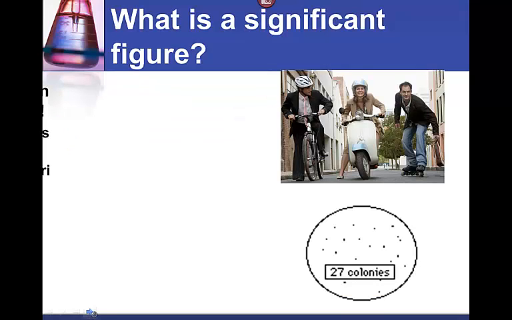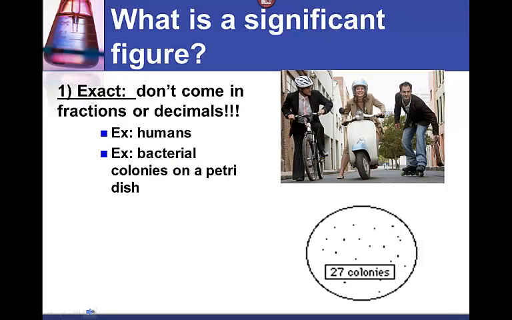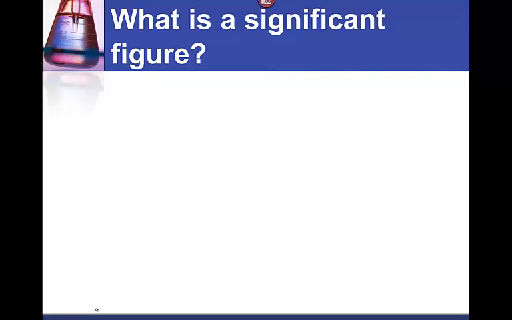When we're talking about exact numbers, they do not come in fractions or decimal formats. You can't have a fraction of a human. You can't have a fraction of a bacterial colony on a petri dish. They are exact numbers, indivisible into fractions or decimals. Therefore, significant figures are irrelevant in this case.